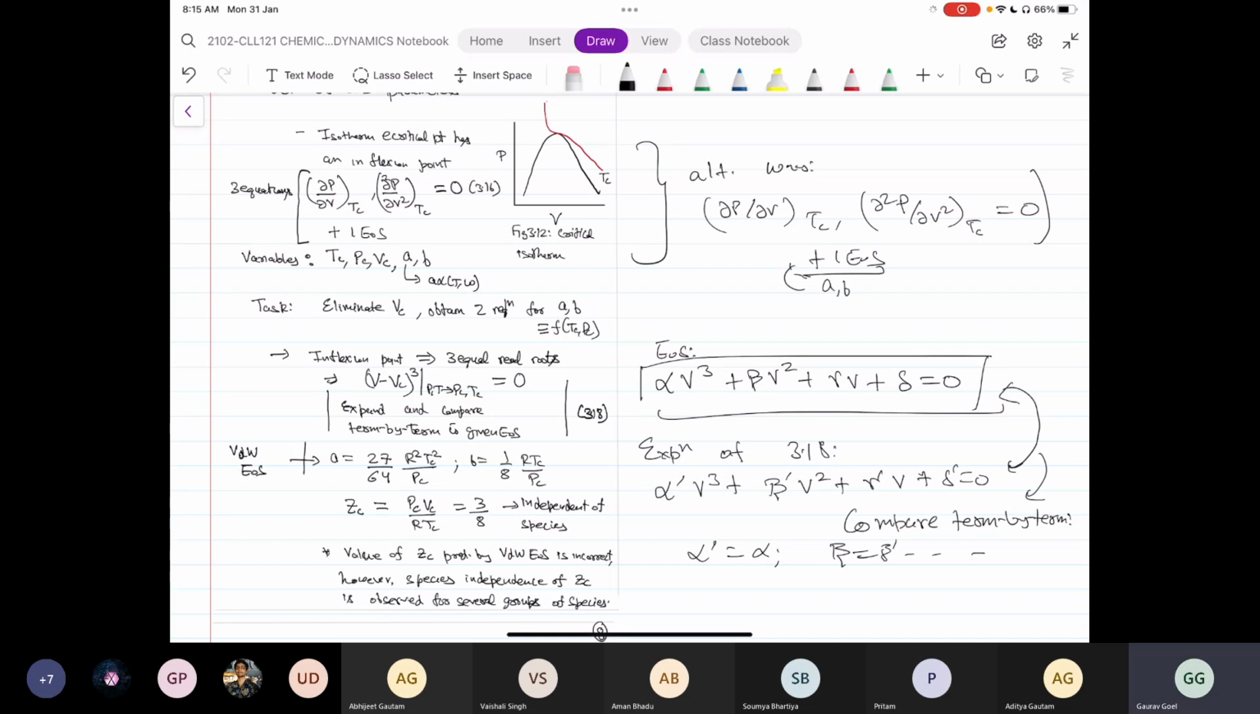So that alternate way is mentioned at the top, and this other method would require you to compare term by term to get the same answer. So this is written here also: expand the cube and compare with the equation of state. So this is the meaning of comparing term by term. Is it clear now? Yes, sir.